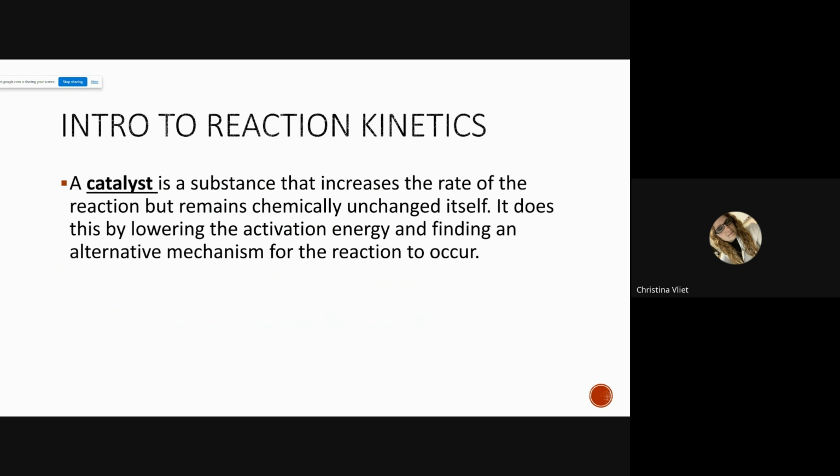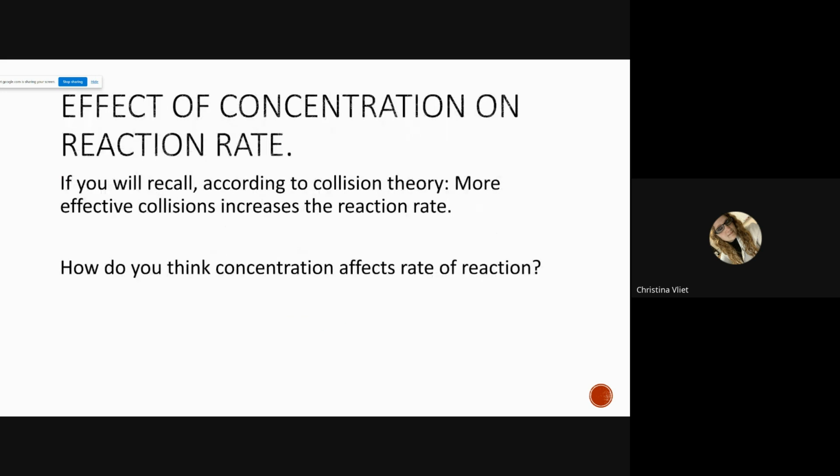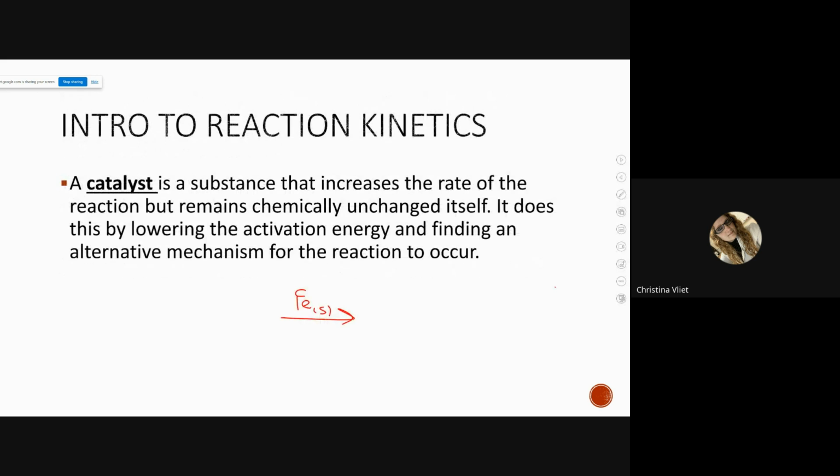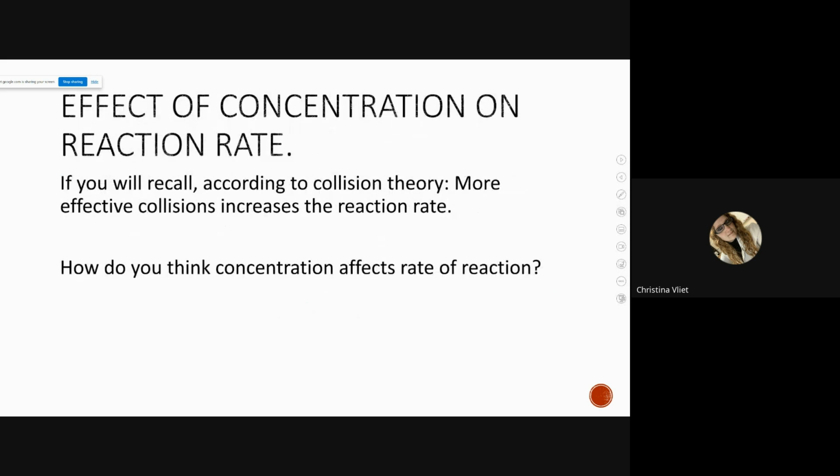It is a substance that makes the rate of reaction go faster, but it's actually not used itself. In pre-ACE chemistry, I would have told you that it shows up on the top of a reaction arrow. It doesn't show up as a reactant. It doesn't show up as a product. And it does this by lowering the activation energy. I'll come back to this next class.